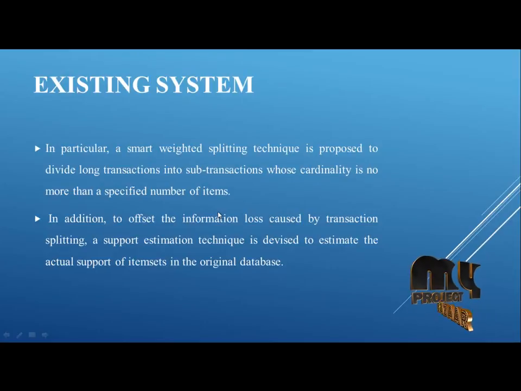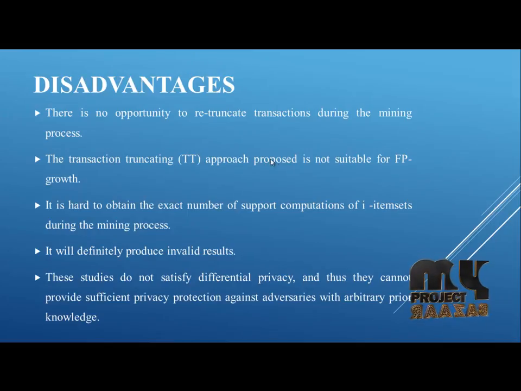In particular, a smart weighted splitting technique is proposed to divide a long transaction into sub-transactions whose cardinality is no more than a specified number of items. In addition, to offset the information loss caused by transaction splitting, a support estimation technique is devised to estimate the actual support of an itemset in the original database.